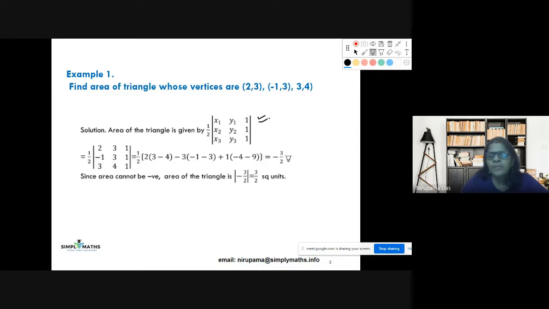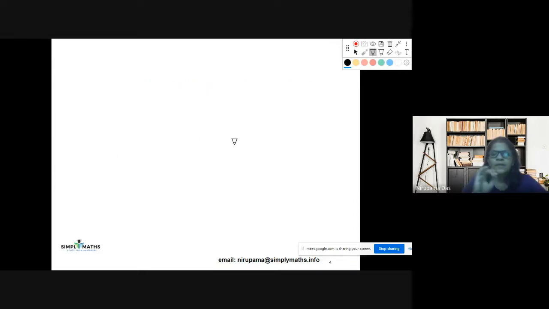So you can see here, we are getting minus 3 by 2. But area cannot be negative, so the area of the triangle is 3 by 2 square units. So basically you need to remember this formula. You have to know this formula, then evaluate the determinant. If you are given questions like this directly, you can do it like this.